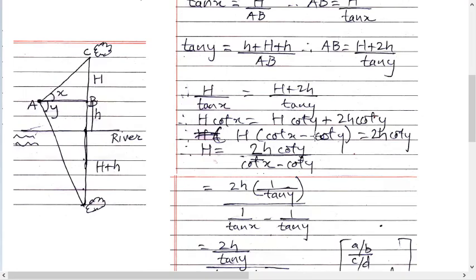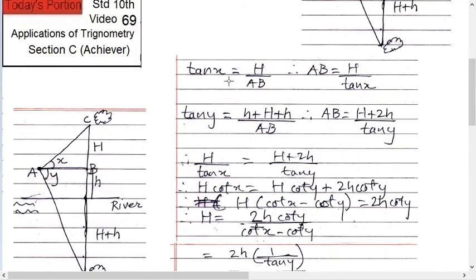Tan x equals capital H upon AB, so AB equals capital H upon tan x. For the angle of depression, tan y equals H plus 2h upon AB, so AB equals H plus 2h upon tan y. But AB is the same, so equate them: H upon tan x equals H plus 2h upon tan y. Remember the capital and small h.